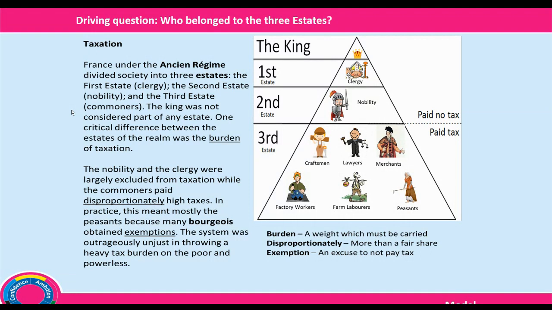Taxation. France, under the Ancien regime, divided society into three estates. The first estate, clergy, the second estate, nobility, and the third estate, commoners. The king was not considered part of any estate. One critical difference between the estates of the realm was the burden of taxation. The nobility and the clergy were largely excluded from taxation, while the commoners paid disproportionately high taxes. In practice, this meant mostly the peasants, because many bourgeois obtained exemptions. The system was outrageously unjust in throwing a heavy tax burden on the poor and powerless.